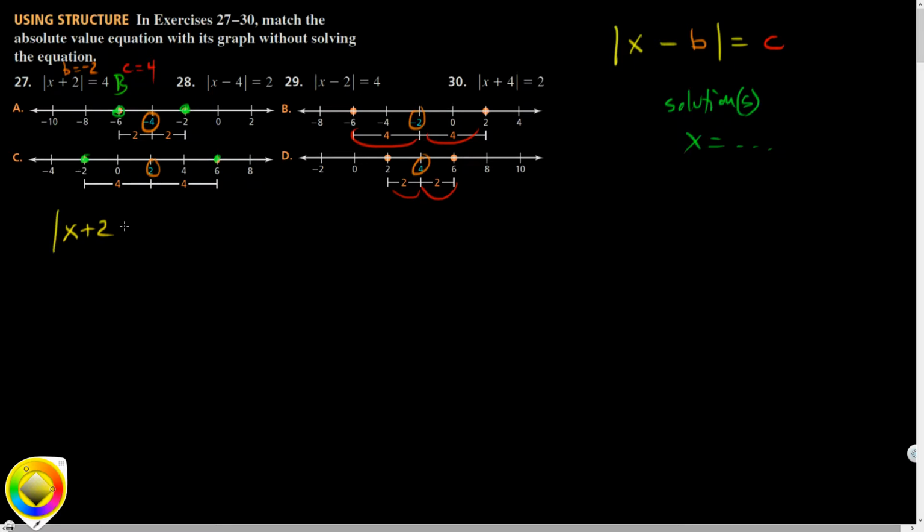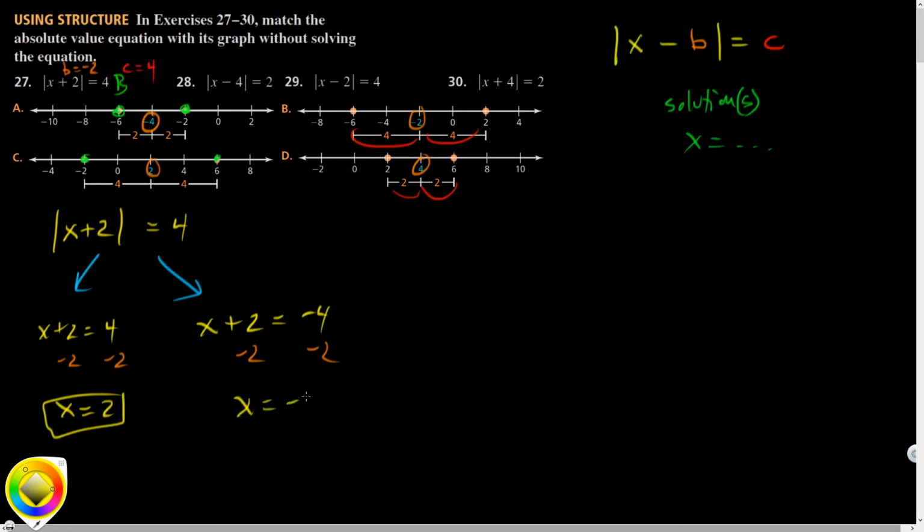But let's solve this algebraically just to verify. How would I solve that algebraically? Break it up into two cases, and I get x equals 2 and x equals -6. So notice that those solutions do match the ones on the graph.